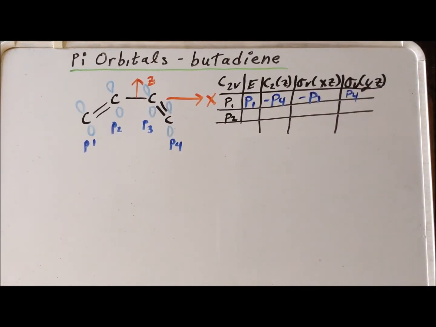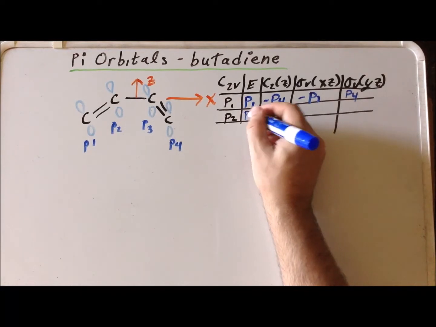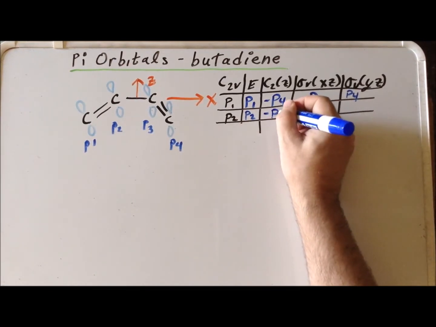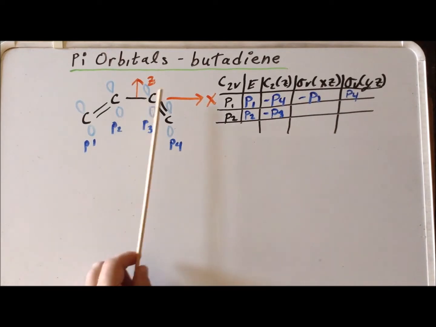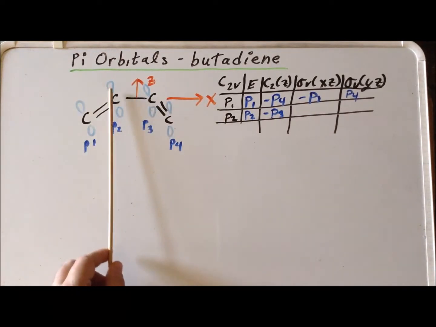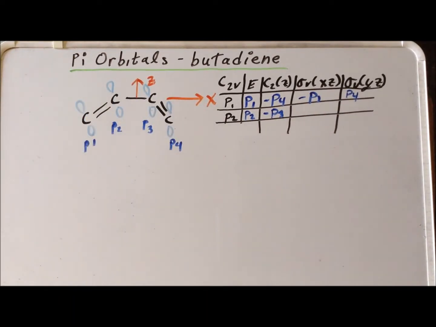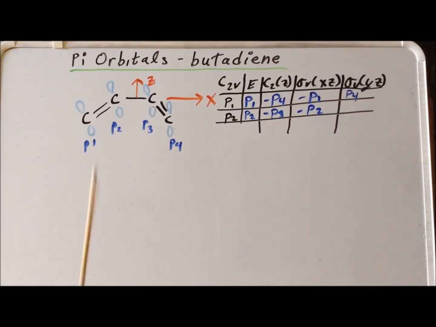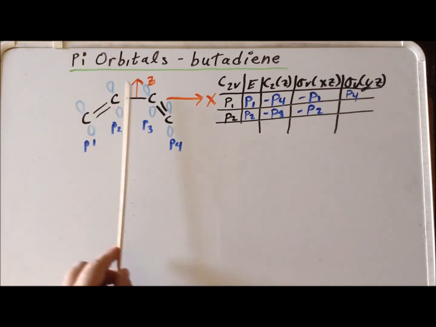We do similar calculations now for P2. The identity operation transforms P2 into P2, stays right where it is. The C2 operation takes P2 to P3, but flips it over in the process, so we get minus P3. The mirror plane of the board takes the top of P2 into the bottom of P2, so that's a minus P2. And then last but not least, the YZ mirror plane takes P2 into P3.